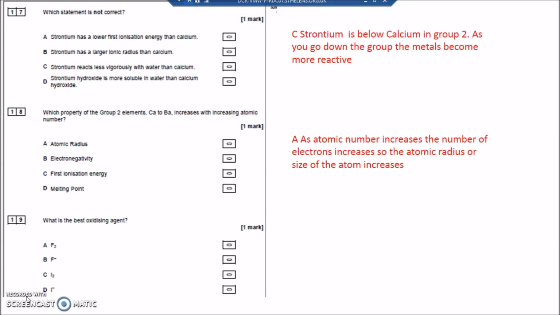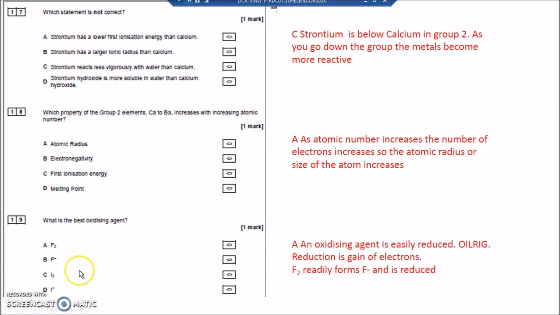Which is the best oxidizing agent? So you've got to remember what an oxidizing agent is. An oxidizing agent causes reduction. OIL RIG: reduction is gain of electrons. So F2 readily forms F minus. So it's going from oxidation state 0 to -1. It's being reduced. Therefore, it's causing something else to be oxidized. It's a very good oxidizing agent. Your answer is A.